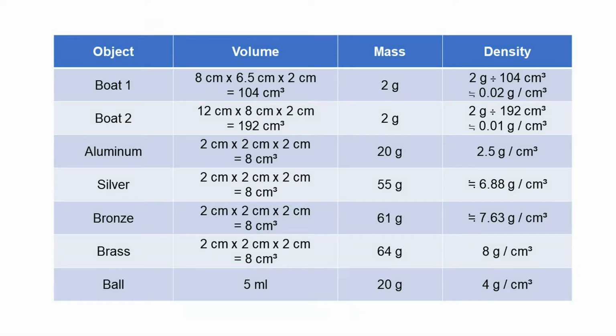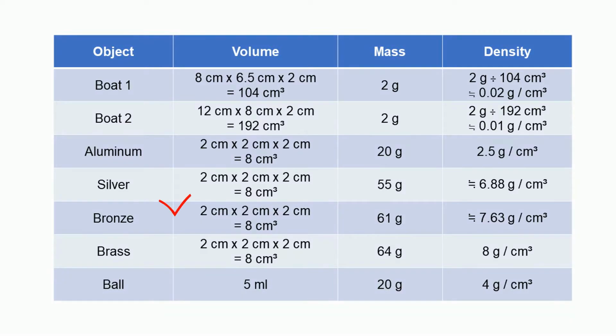The 4 cubes, first cube is aluminum. The volume is 2 centimeters by 2 centimeters by 2 centimeters, equals 8 cubic centimeters. The mass is 20 grams. The density is 2.5 grams per cubic centimeter. The silver cube is 2 centimeters by 2 centimeters by 2 centimeters. That equals 8 cubic centimeters. The mass is 55 grams. The density is 6.88 grams per cubic centimeter.